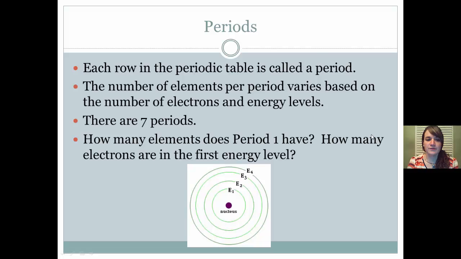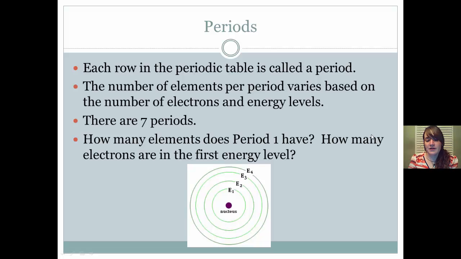Next we have what are called periods. Each row in the periodic table is called a period. Rows are the ones that go across. If you look at a periodic table, there are 7 periods, so 7 rows going across. The 2 rows at the bottom are actually just there to save space. Really, those go up with the rest of it, but it would make the periodic table really, really long, so we put them below. So technically, there are only 7 periods.